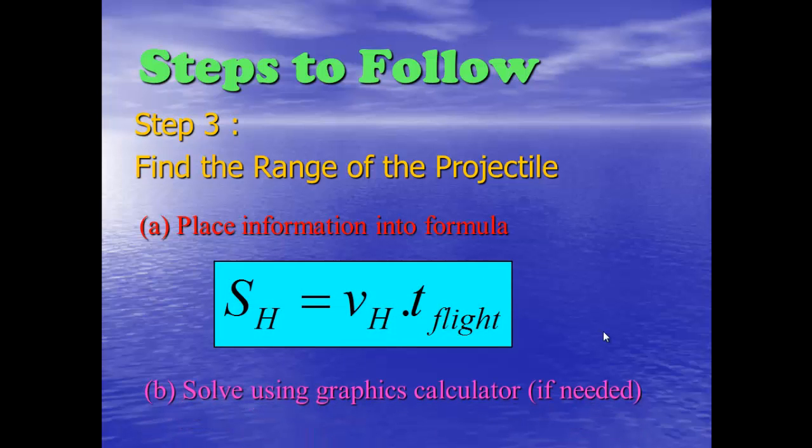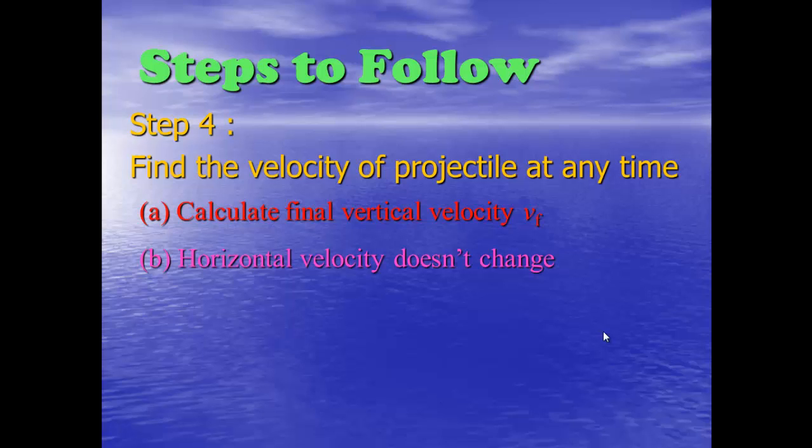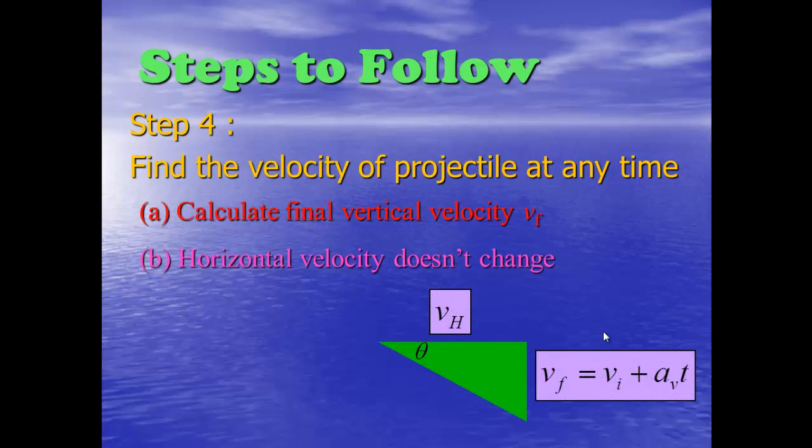Another thing that you might need to do is work out the velocity at any time. So we need to calculate the final vertical velocity. We know the horizontal velocity doesn't change, so we use this formula over here to work out our final vertical velocity, and to work out the velocity we have to use Pythagoras, and to work out the angle that it's travelling at below the horizontal we need to use trigonometry.